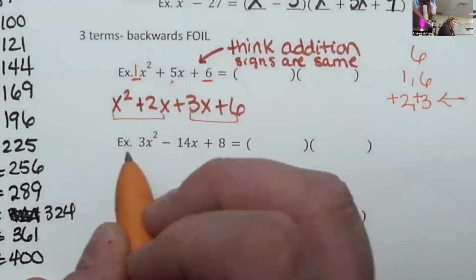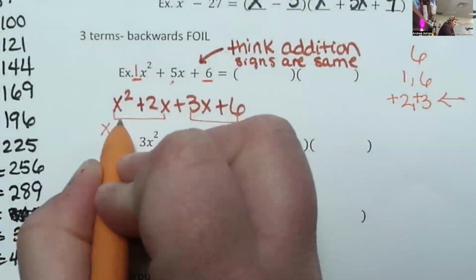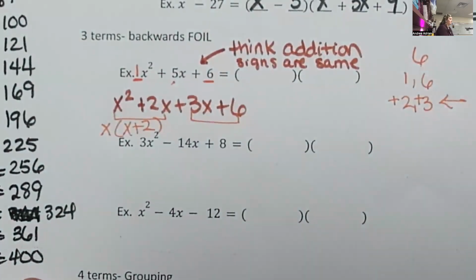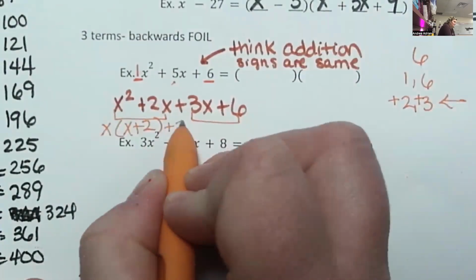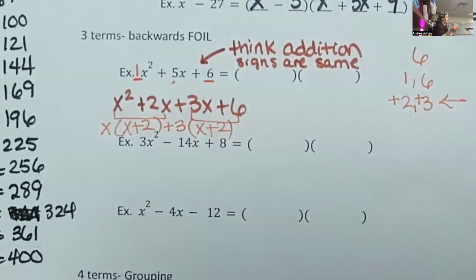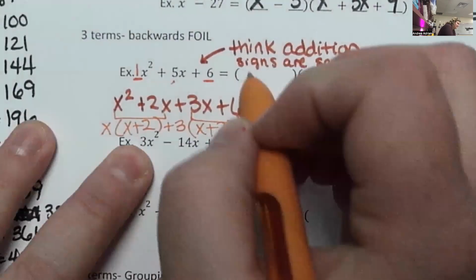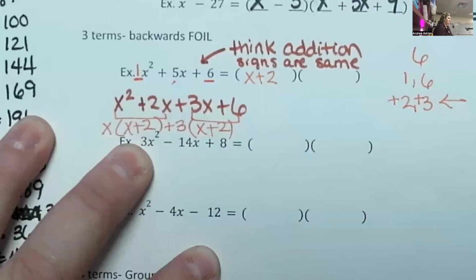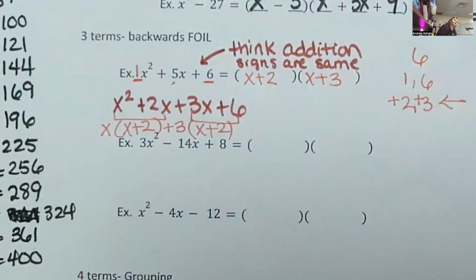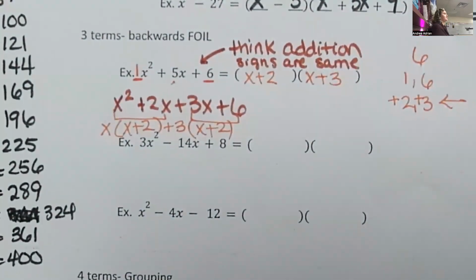What can we take out of that first group? X, left with an x plus 2. What can I take out of that second group? A 3, left with an x plus 2. Hallelujah, they match, right? So we have an x plus 2. So I'm going to write that in the first one. And an x plus 3. If they don't match, you did something wrong. Generally, it'll be a sign.